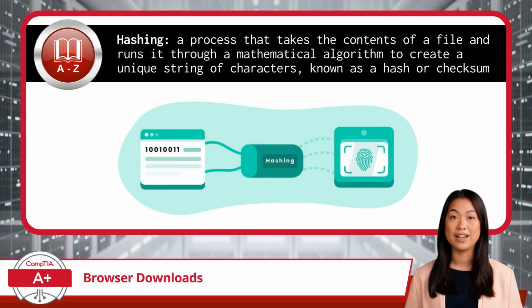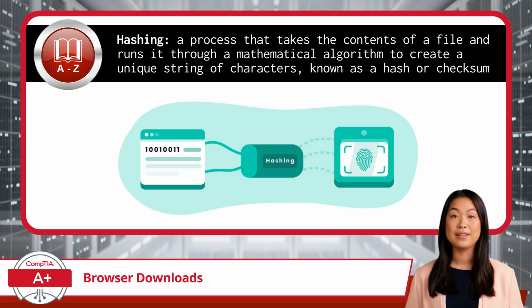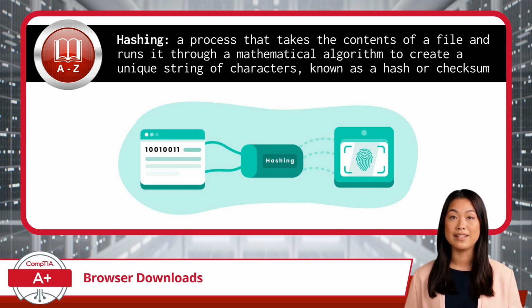After downloading a file, there's an extra step you can take to ensure it's safe before installing it on your system. This is where hashing comes in. Hashing is a process that takes the contents of a file and runs it through a mathematical algorithm to create a unique string of characters, known as a hash or checksum. This hash is like a digital fingerprint, with no two files having the same hash unless their contents are exactly identical.